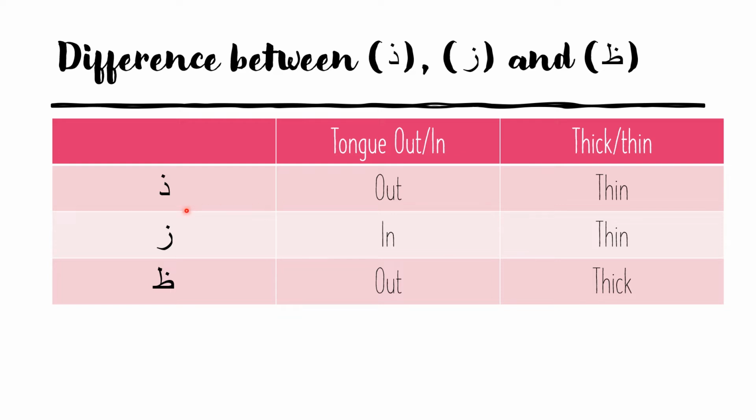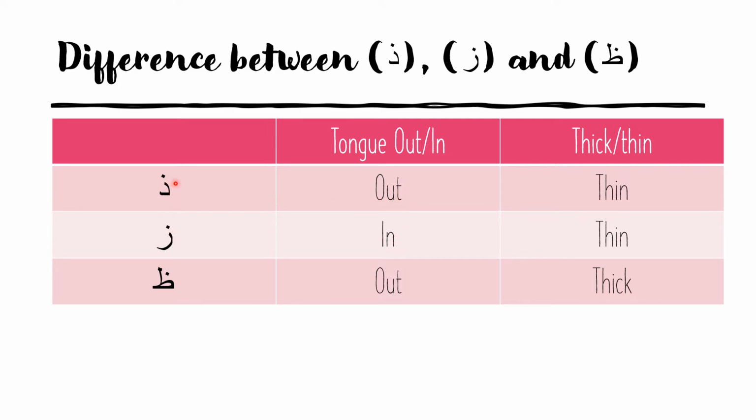So what does this mean? It means the only difference between dal and za is your tongue. The only difference between this one and this one, the dal and the za, is the tongue. So this one is exactly similar to this one, but in dal you have to get your tongue out. So this is dal and this is za. The only difference between them is that your tongue is out.